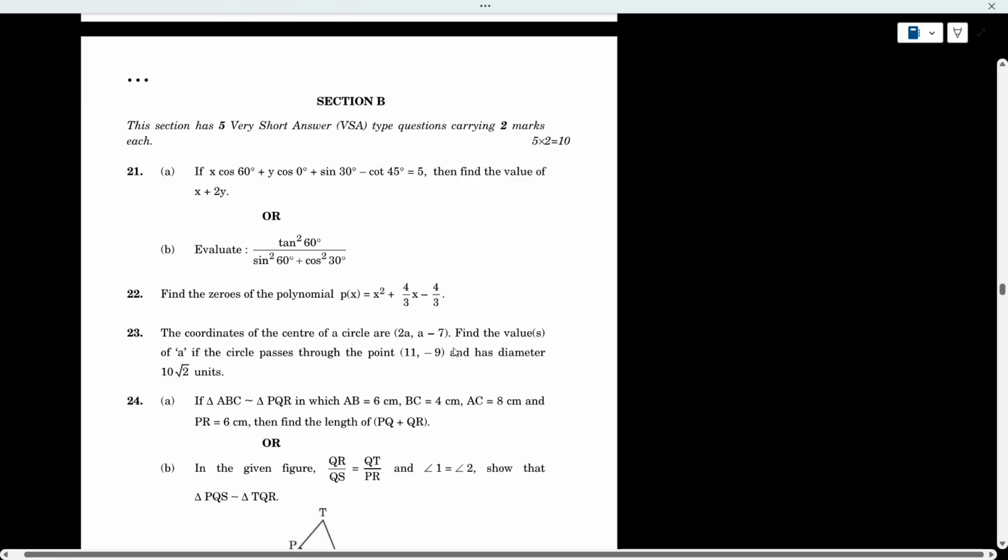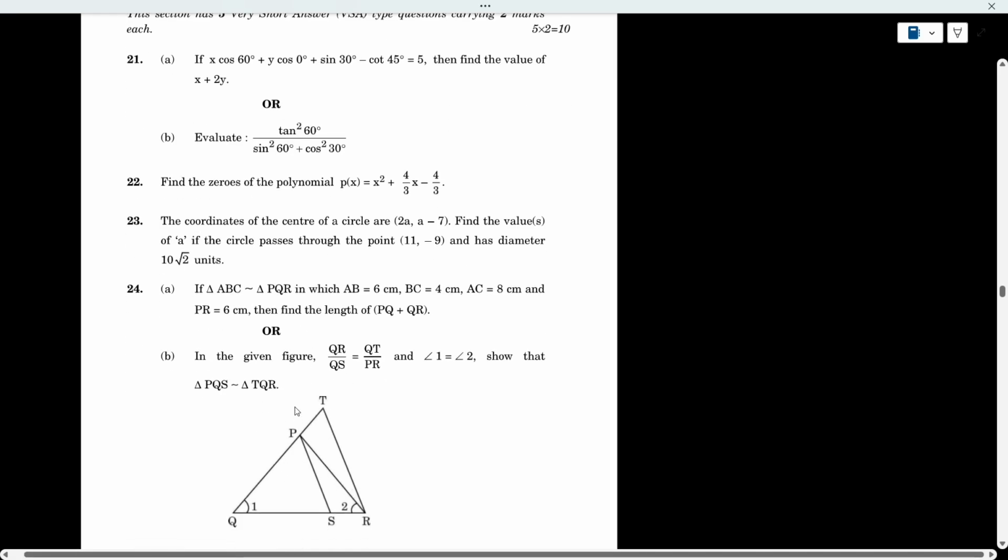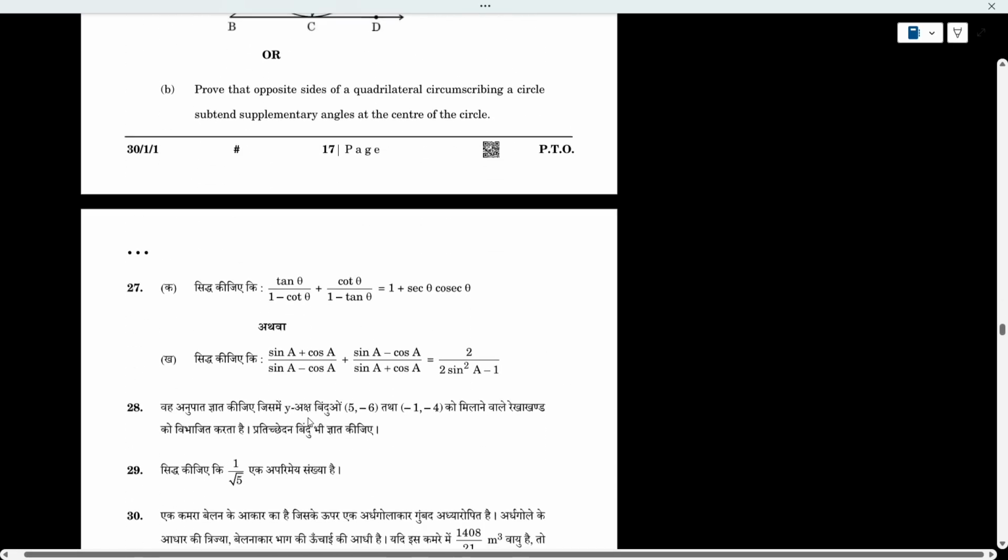If you see question number 21, which is based on trigonometry, there is one internal choice, and in one question there is a triangle, and there is another internal choice. So 21st, 22nd, 23rd, 24th, and again 25th, which is based on circle, are 2 marker questions. So let us start solving it.